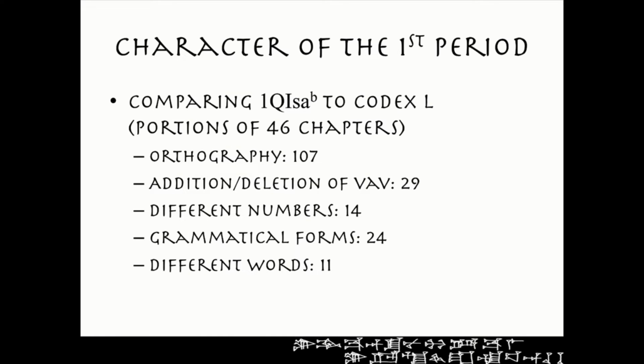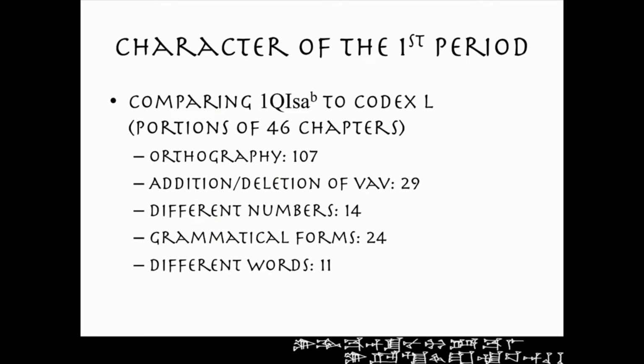Differences in orthographies, 107. There could be the addition or the deletion of the conjunction vav. So 29 times that happened. In these 46 chapters we're describing here, different numbers were used 14 times. Differences in grammatical forms occurs 24 times. Different words altogether 11 times.